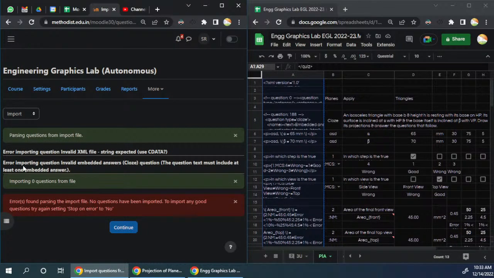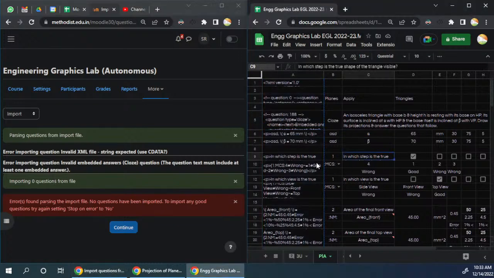Oh, so there is a problem, an error. At least one embedded answer. Embedded answers are not included, or what? Okay, so there is some problem with this code. We'll come back and try to resolve it later. Goodbye for now. I have to run for the class.